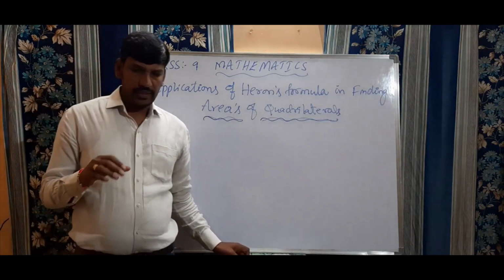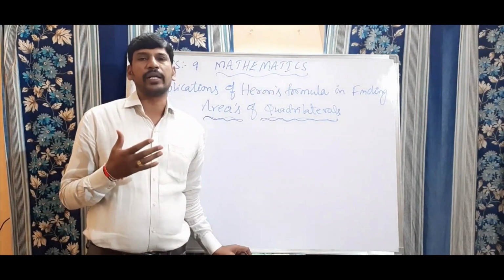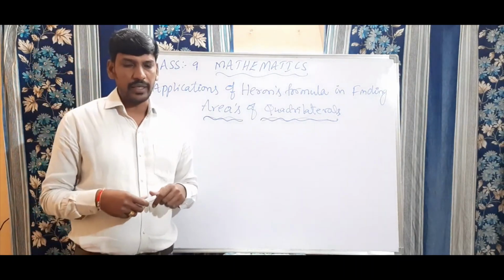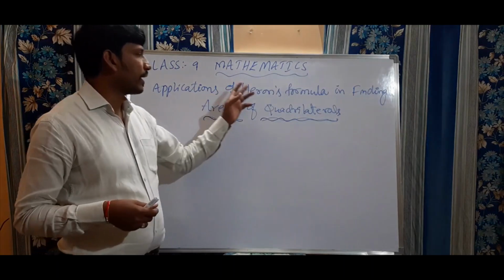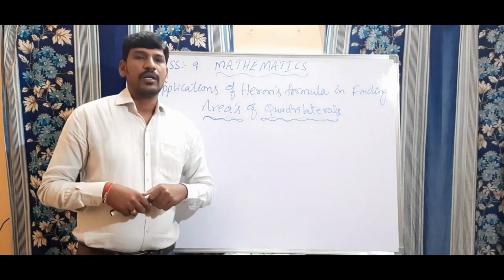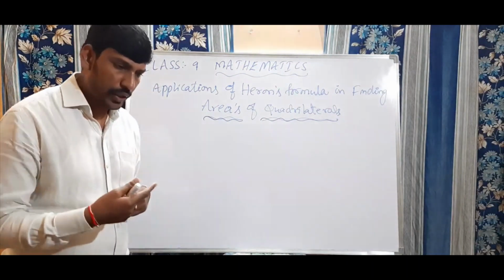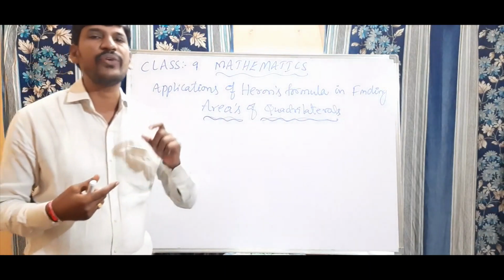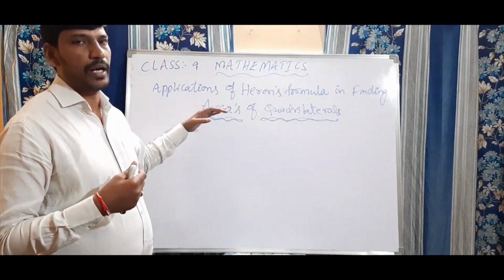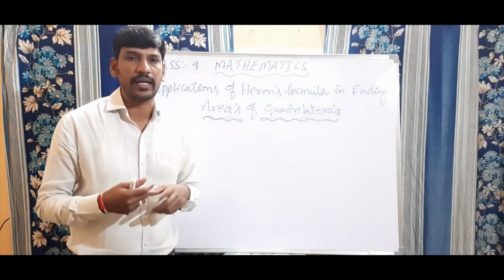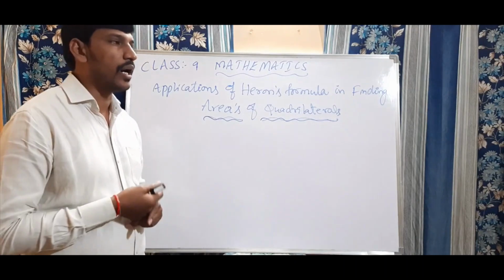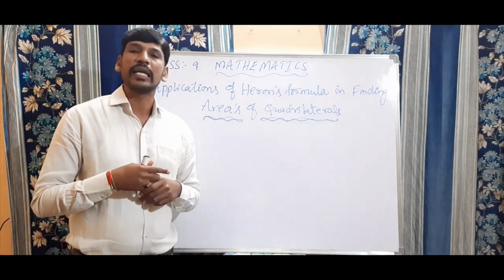Now, yesterday in the previous session we completed our 12.1 exercise. Now let us move to the next session, that is applications of Heron's formula in finding areas of quadrilaterals. So here we can use Heron's formula not only for finding the area of a triangle, we can use this formula to find the area of a quadrilateral also. Clear? How to find the area of a quadrilateral when the sides are given and any one of the diagonals is given.